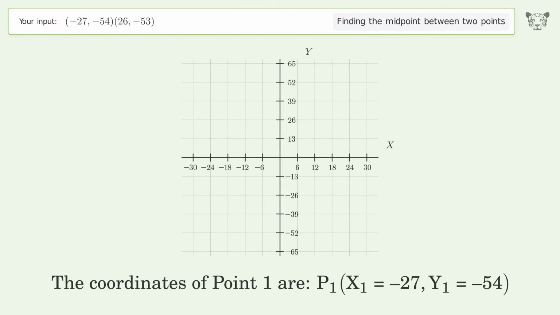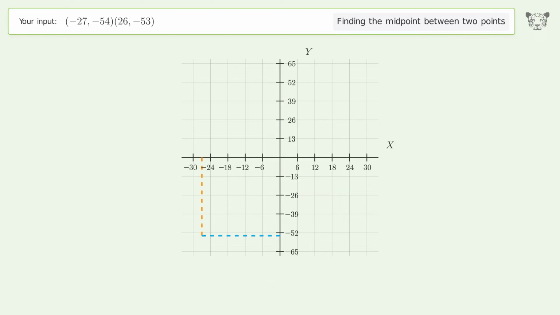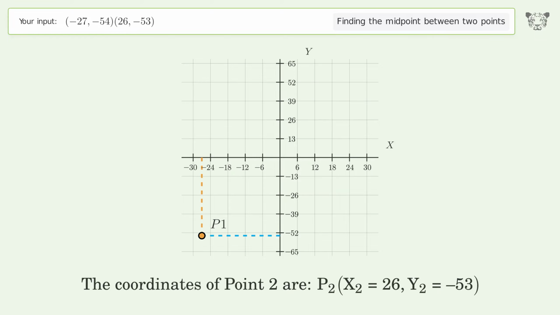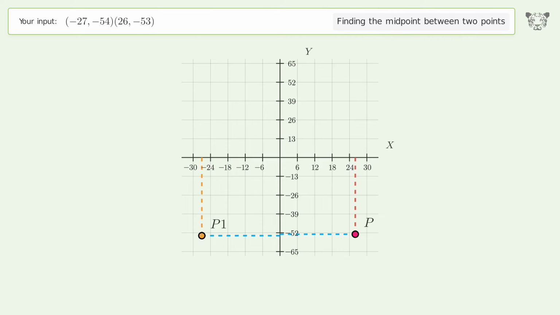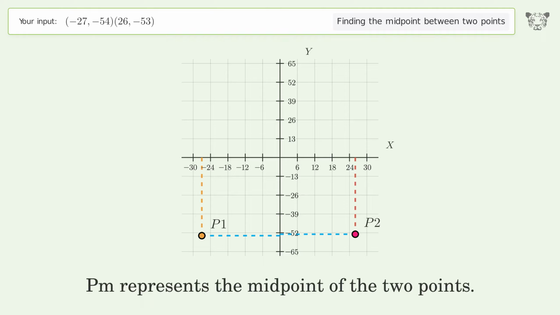The coordinates of point 1 are, x1 equals negative 27, y1 equals negative 54. The coordinates of point 2 are, x2 equals 26, y2 equals negative 53. PM represents the midpoint of the 2 points.